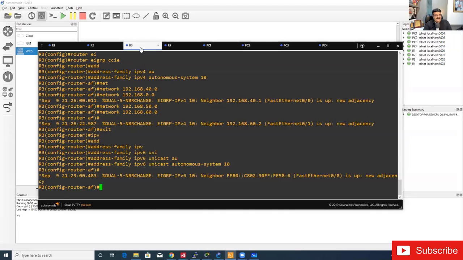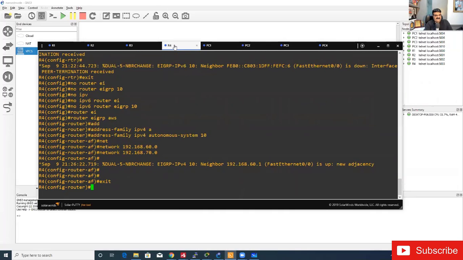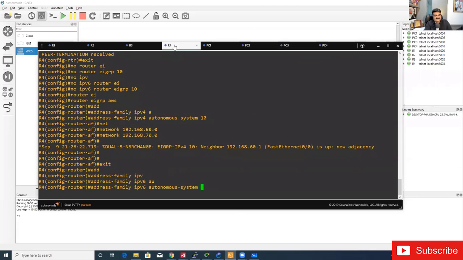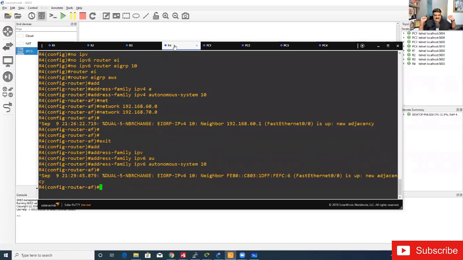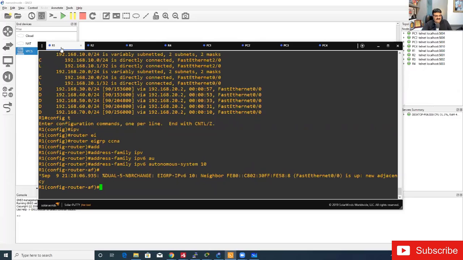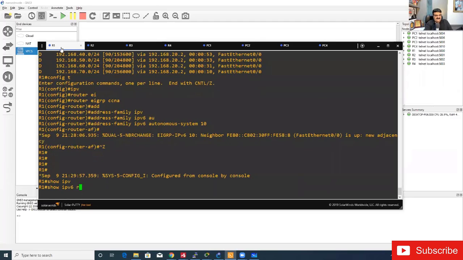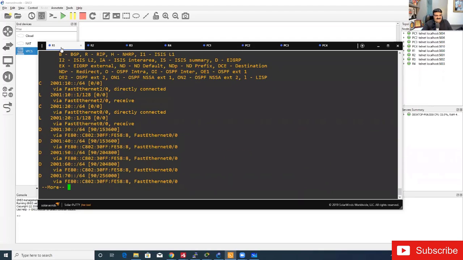If you verify it again, let me go to R4. Address family IPv6, autonomous system number 10. And I do not need to advertise the network. See, it becomes a neighbor. No need to advertise network. Now go to R1. In the IPv6 route, I am getting 10, 50, 60, 70.